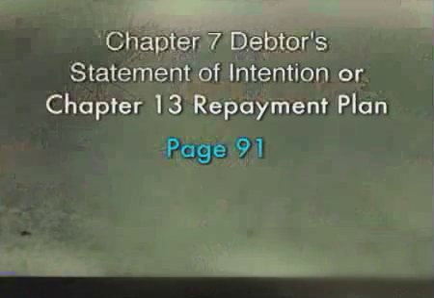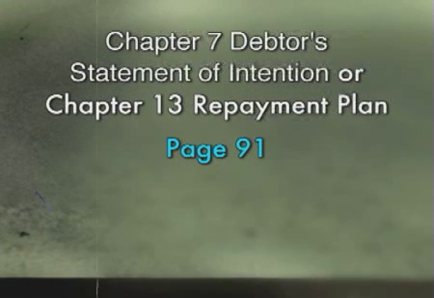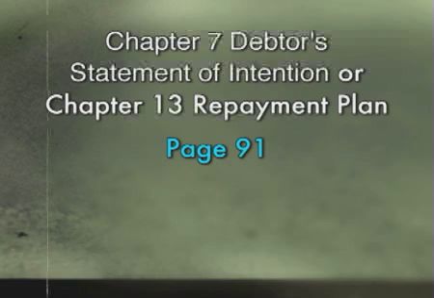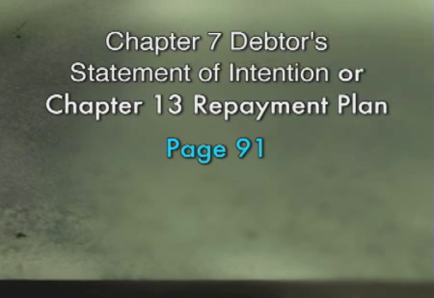The final form we'll go over is on page 91, and this is your Statement of Intention. On this Statement of Intention, you want to list all the executory contracts and unexpired leases that you listed on Schedule G. And on the Statement of Intention, you're going to write down whether you intend to assume the lease or the contract, that is, whether or not you're going to continue paying it and continue having the same contract or lease afterwards, or if you're going to reject that lease, which means that you'll stop paying it and you'll give back whatever service that they were providing for you.